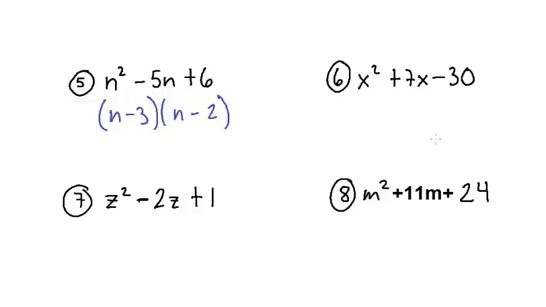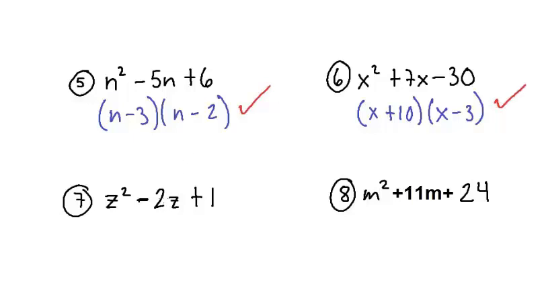Now in this case, 30. You get 30 with 3 times 10. To get 7, there should be a subtraction, so it will be 10 minus 3, right? And 10 and -3 gives you the -30, so we're fine. It will be x plus 10 and x minus 3. Those will be the answers for these exercises.